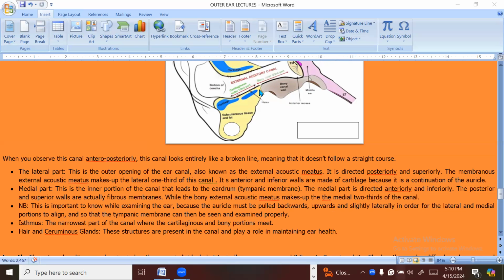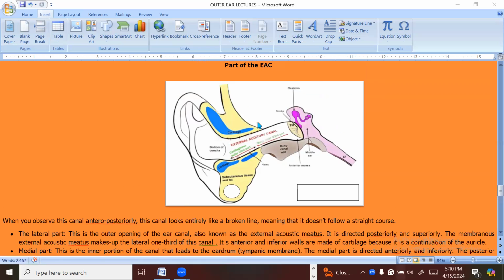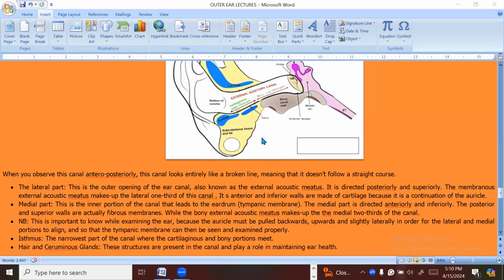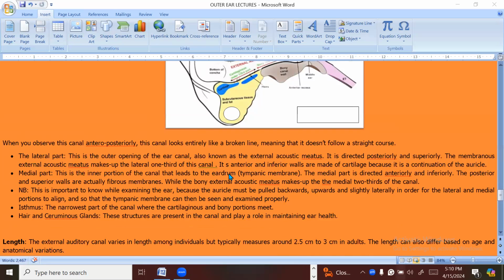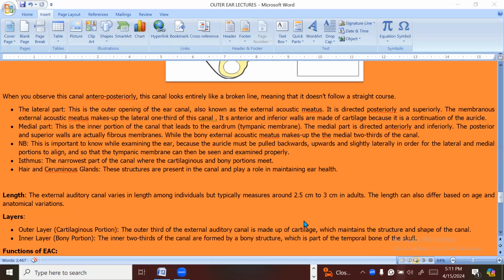Look at the cartilaginous part here. Look at the bone. So here they meet, and this is known as the isthmus of the external auditory canal. Then lastly, there are hairs. Look at the hairs here. And the ceruminous glands. These structures are present in the canal and play a role in maintaining ear health.